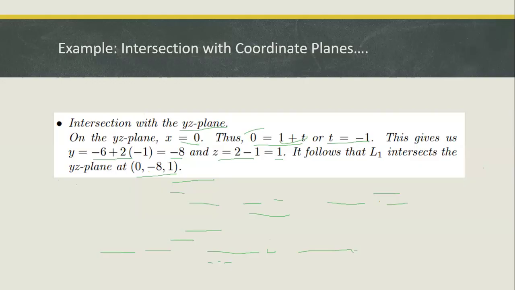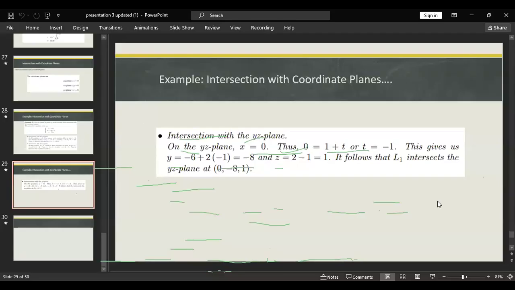So that brings us to the end of the presentation on lines in 3D. Thank you.